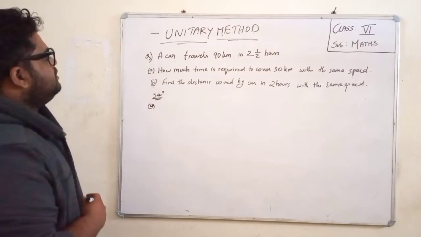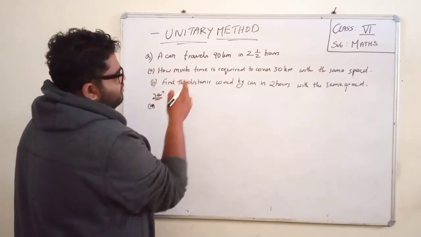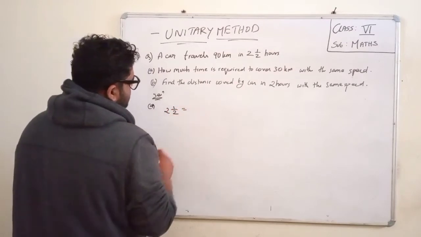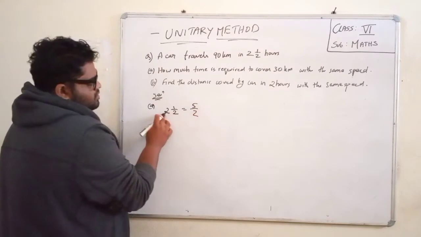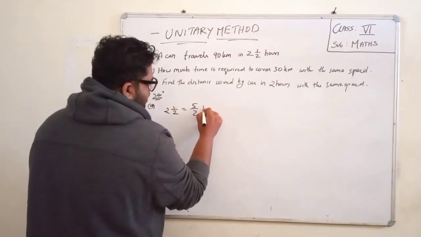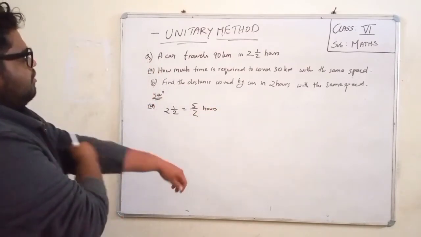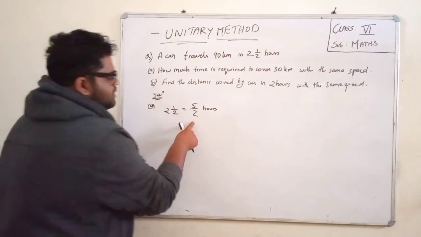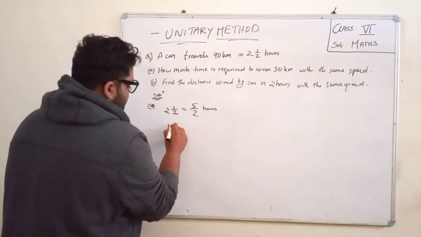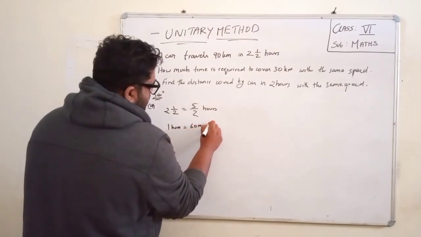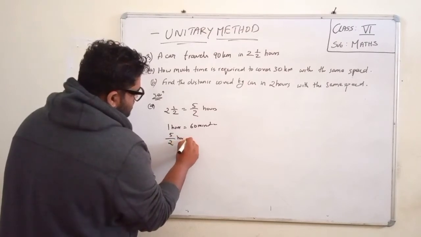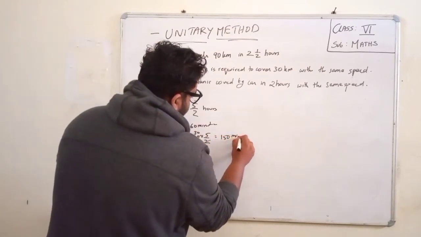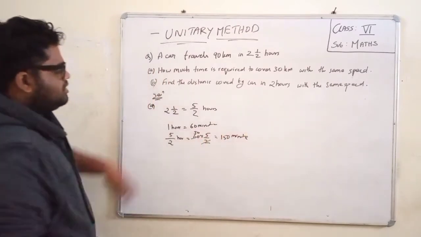Part A. We have the car travels 90 km in 2.5 hours. We cannot work with it in this form. So 2 and 1 by 2 equals 2 times 2 plus 1, which is 5, over 2. So 5 by 2 hours. So how many minutes is 5 by 2 hours? We know that 1 hour equals 60 minutes. So 5 by 2 hours is 60 into 5 by 2, which equals 150 minutes. Now it's easy to solve because it has a single value, whereas before there was a fraction.